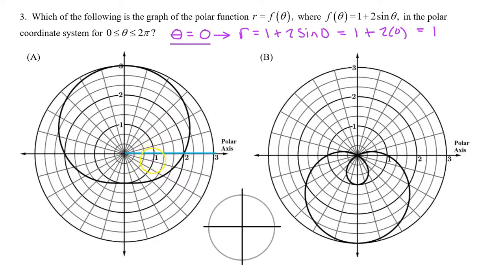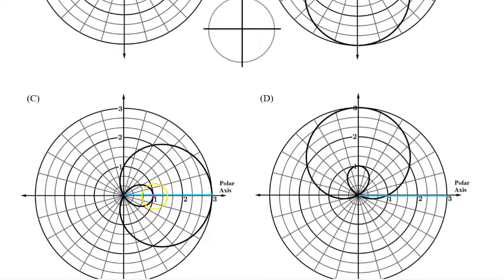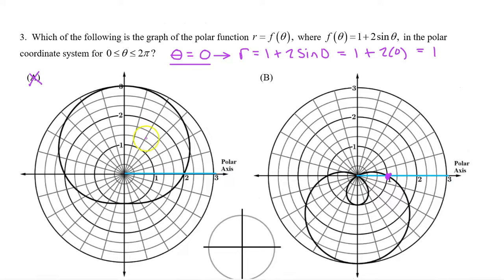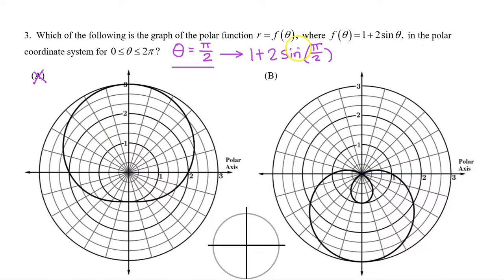Looking at option A, at 0 radians, an r value of 1 falls right here, which is not on the graph, so option A is out. For option B, an r value of 1 falls right here, which is on the graph. B is still in. For options C and D, an r value of 1 does fall on the graph, so we have only eliminated option A so far.